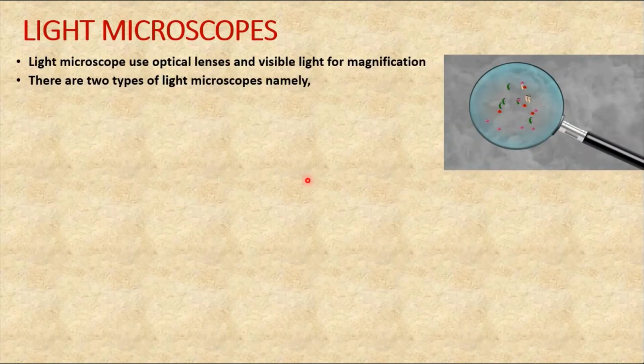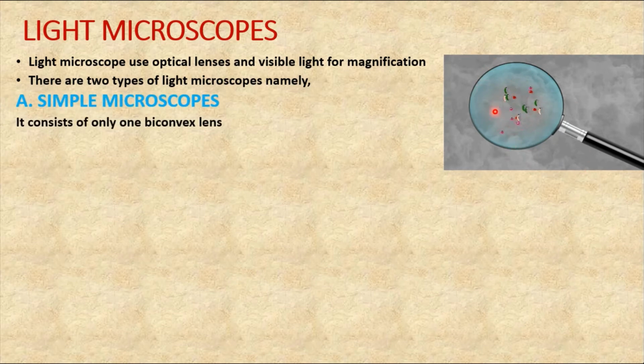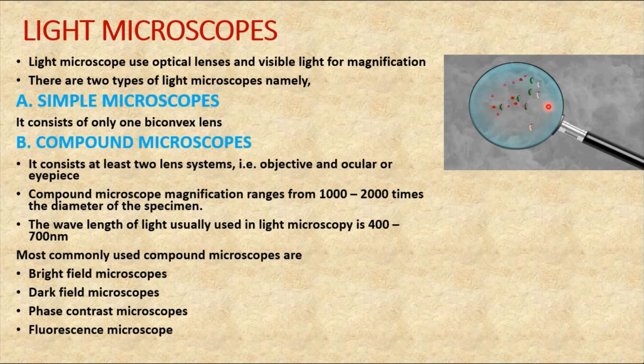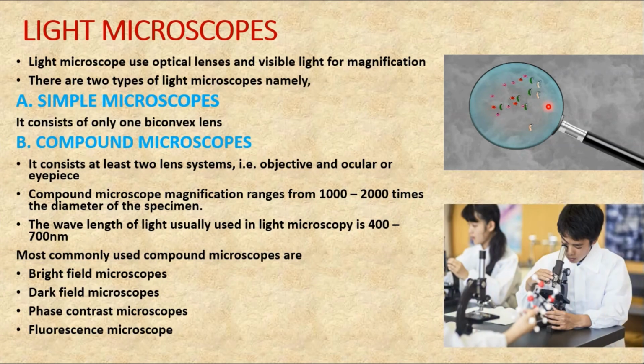Then moving to the light microscopes. The light microscopes are the ones which use light as the illumination source. There they are of 2 types, that means depending upon the light, we have the classification of 2 types of microscope. One is called a simple microscope, where only one biconvex lens is used, and the second type is the compound microscope, which consists of at least 2 lenses. Then we consider them as the compound microscope.